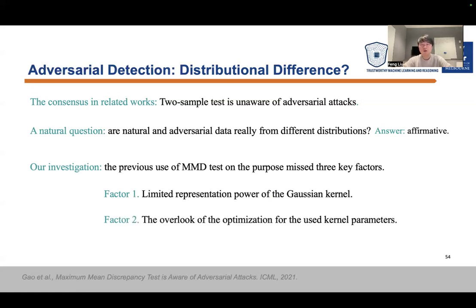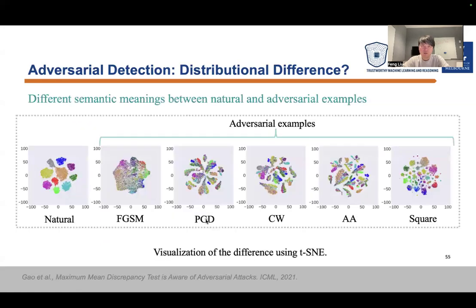Factor two, the overlook of optimization of the used kernel parameters. In the Gaussian kernel, we always have a parameter called the bandwidth or length scale, okay? It's very important to select the proper kernel parameters to ensure the kernel is effective. However, the previous work overlooked the optimization of the used kernel parameters. The third factor, they didn't consider the non-IID case. Sometimes the adversary data might be non-IID, and it will break the basic assumption of the MMD test.